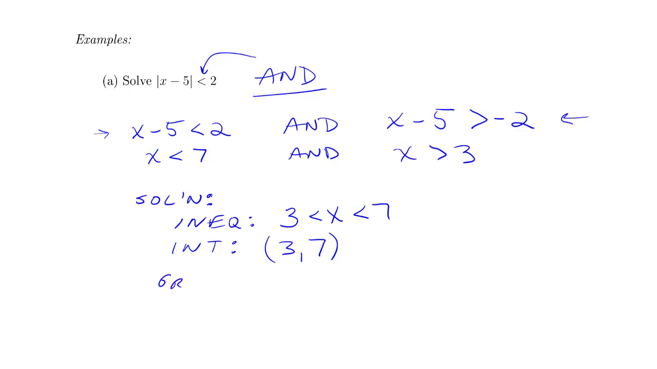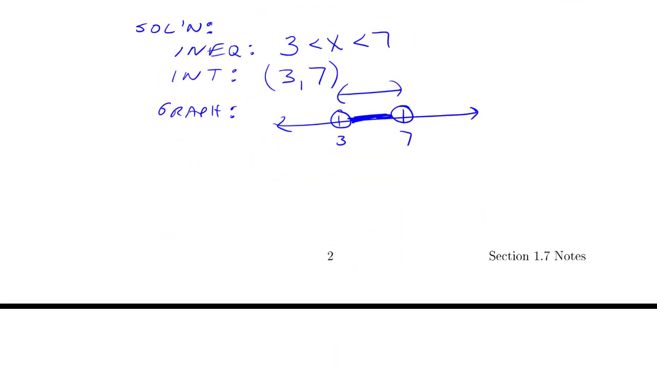And graphically, 3, 7, open, open, everything in between, or again, if you like the parenthesis to parenthesis version. Now moving to the next example.